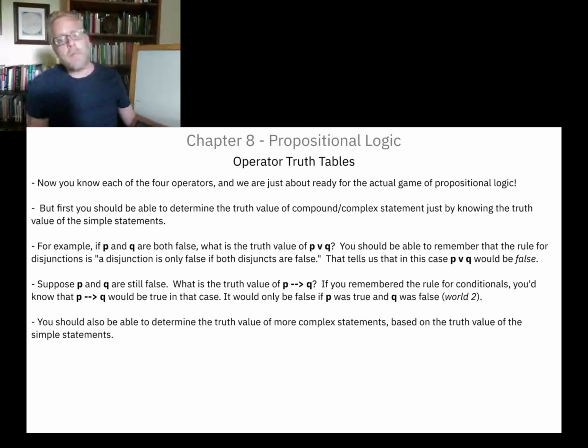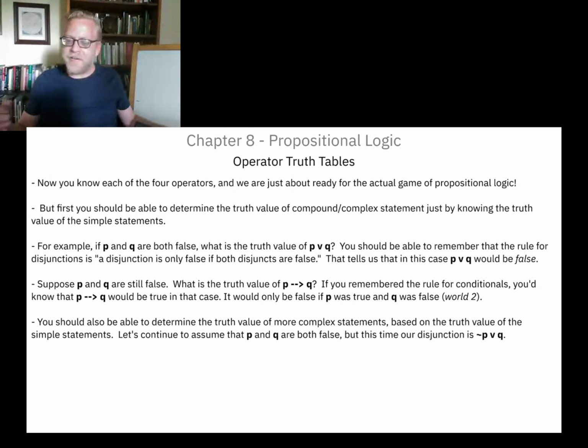It gets a little bit more complex because, again, this is a shorter class. I'm not dealing that much with more difficult stuff. I'm giving you a very, very easy version of logic, so we don't have to worry too much about very complex things. But what if we had this: not P or Q. We haven't really looked at statements like that yet. So let's assume again that P and Q are both false.